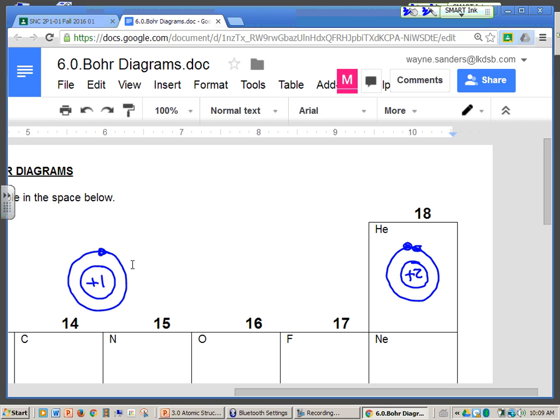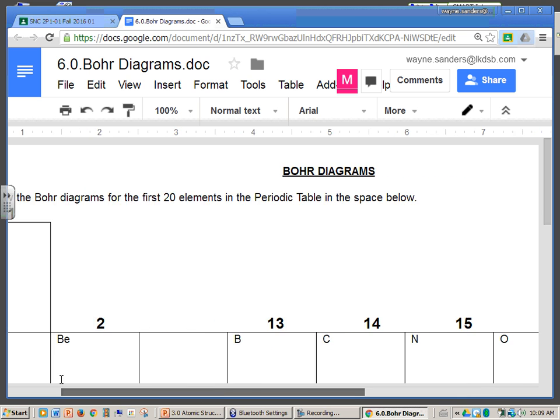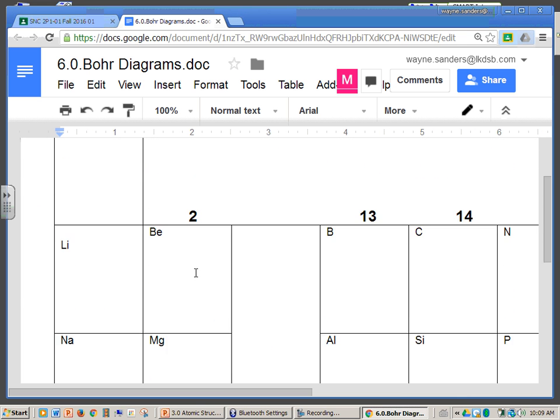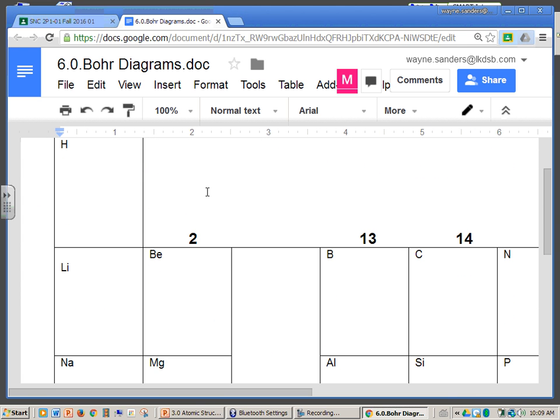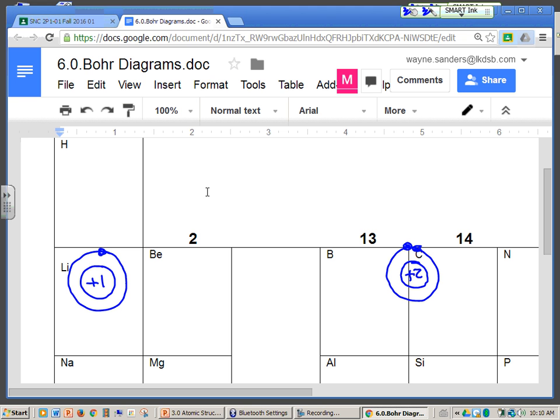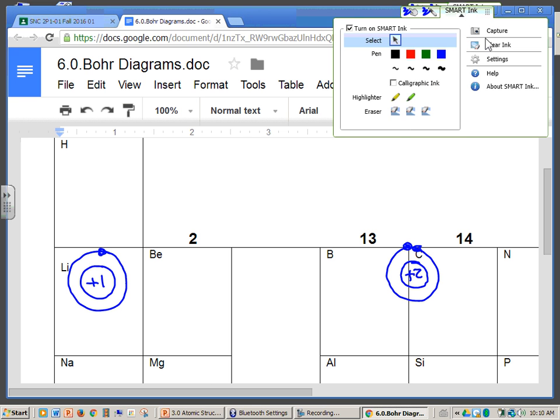Does everybody get the idea? You're going to work your way across. You're going to fill in every one of those. All right? You're going to fill it in for lithium and beryllium and boron. Okay? I'll do a couple more with you. Oh, I got to clear my screen because that's really just awkward, isn't it? See how those are hanging around? Clear the ink.